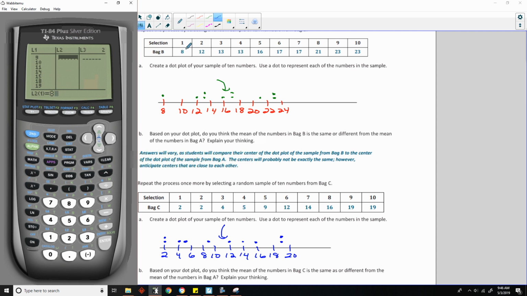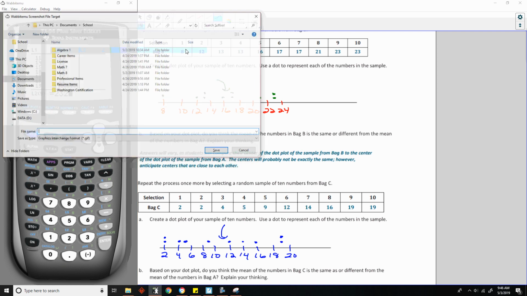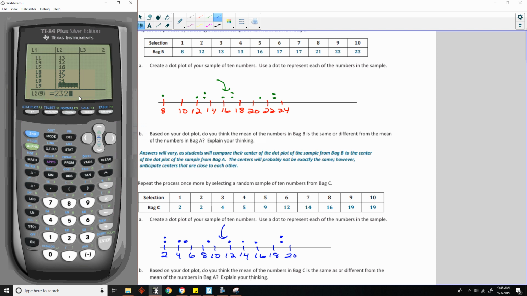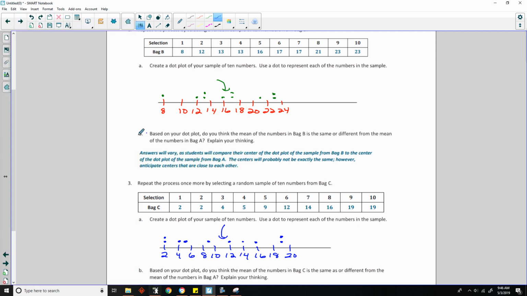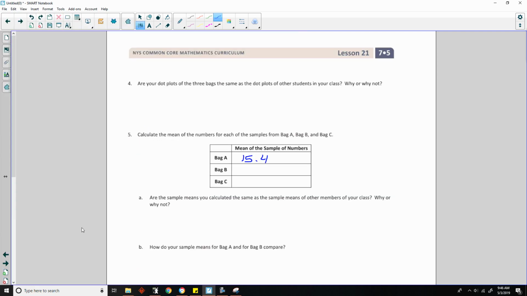So it's 8, enter, 12, 13 twice, 16, 17 twice, 21 and 23 twice. Oops. 8, enter, and 23. All right, so then I go to Stat, Calculate, one variable statistics. Change this to L2, which is second 2. Enter, enter, enter. X bar is 16.3. Go back to my sheet here, and bag B was 16.3.